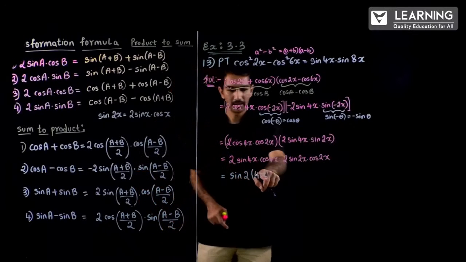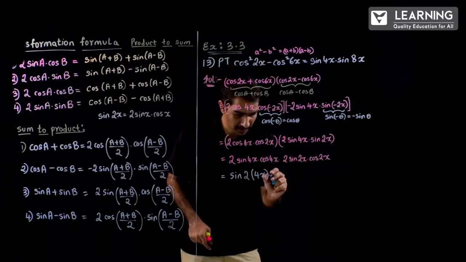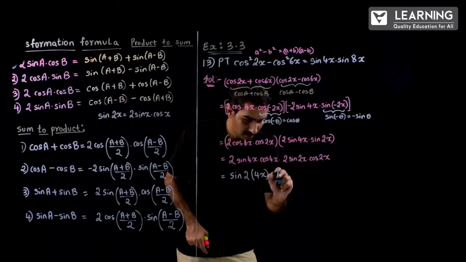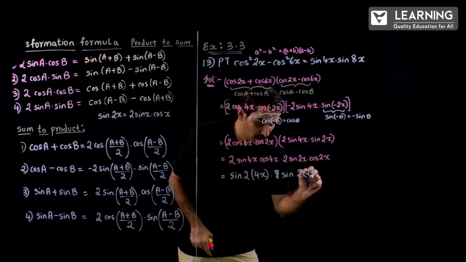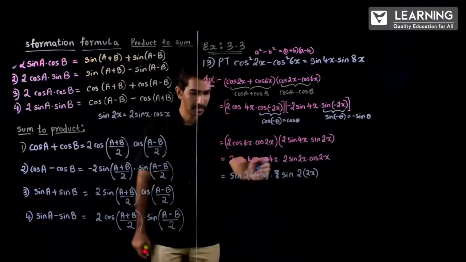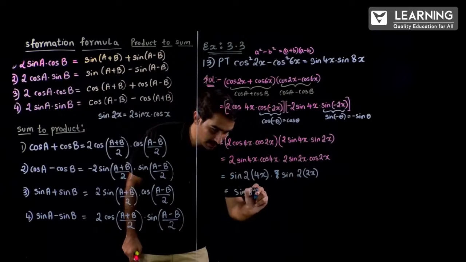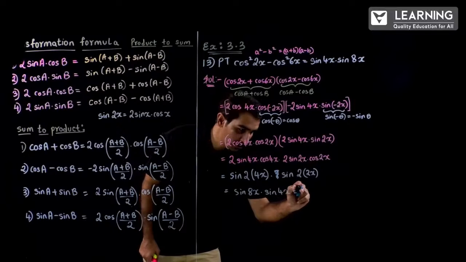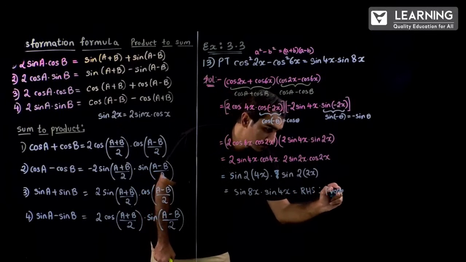Which formula did we use here? Multiple angle formulas. Same thing. Here we have 2x, so this will become 2 sine 2x into cos 2x. It will become sine 2 into, what is in the place of x, students? 2x we have. Write 2x as it is. Simplify this further. This will become equal to sine 8x dot sine 4x, which is equal to RHS. Therefore, proved.